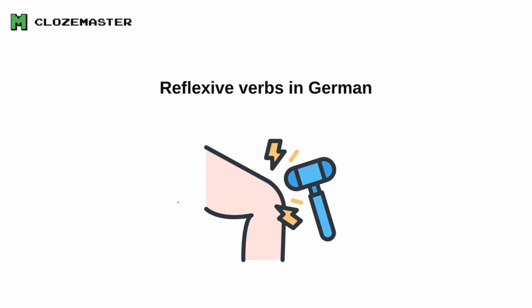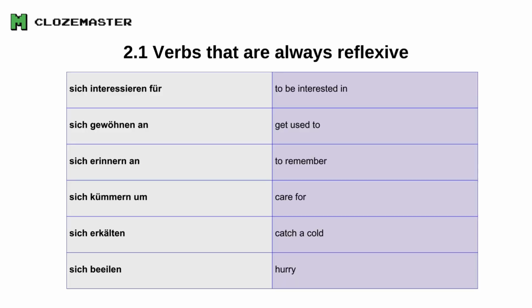Here are a few other examples. Sich interessieren für, to be interested in, sich gewöhnen an, to get used to, sich erinnern an, to remember, sich kümmern, to care for, sich erkälten, to catch a cold, sich beeilen, to hurry. In this case, the sich, the reflexive pronoun, is not optional. It must be there. It's an important part of the meaning of the verb. It would be incorrect to leave it out.